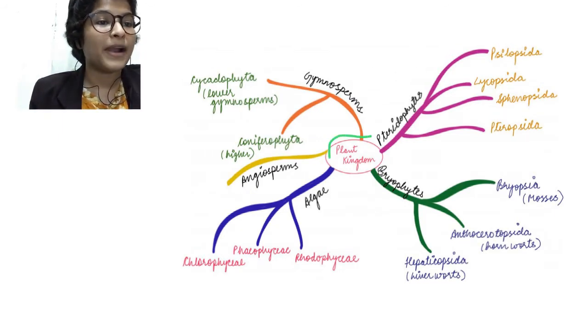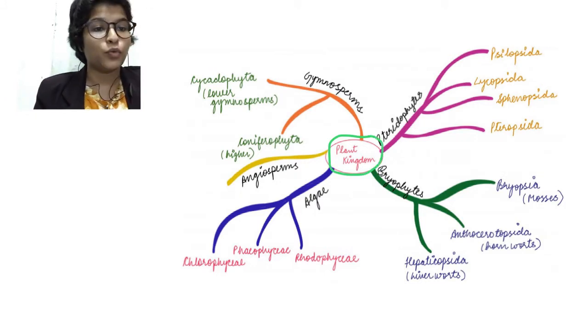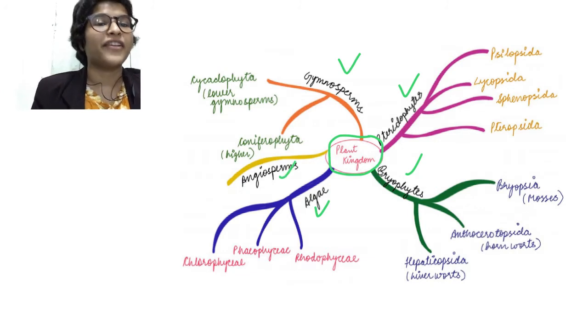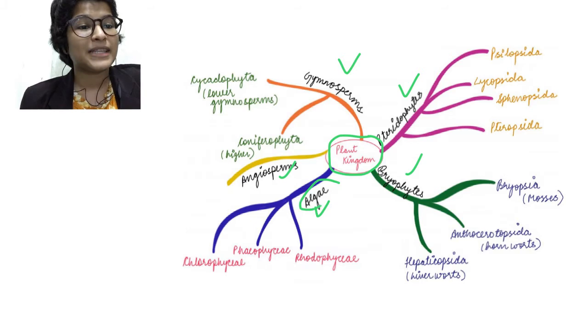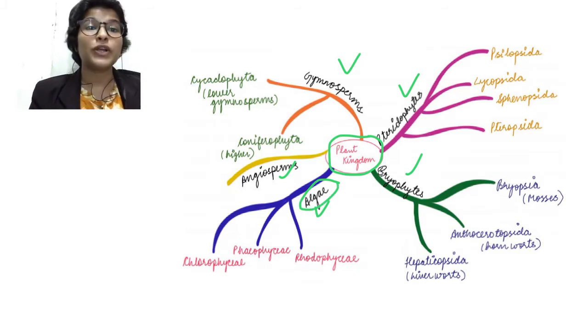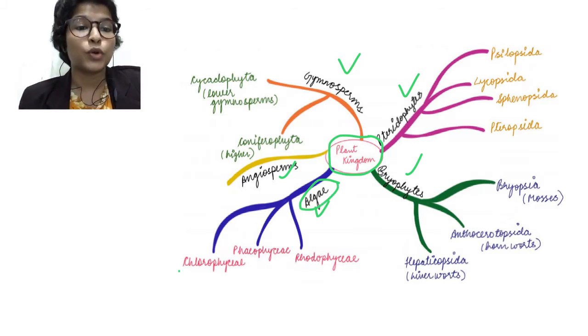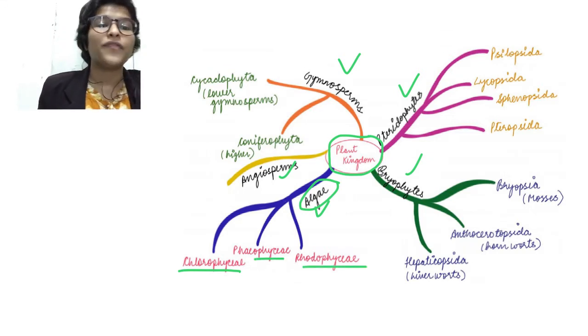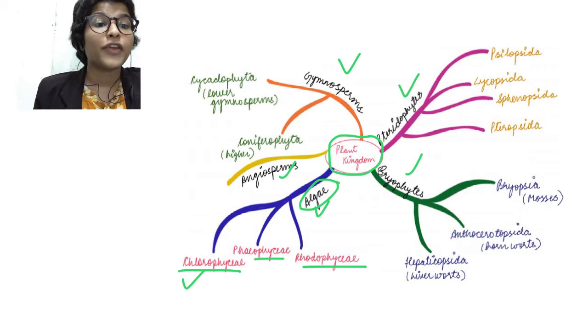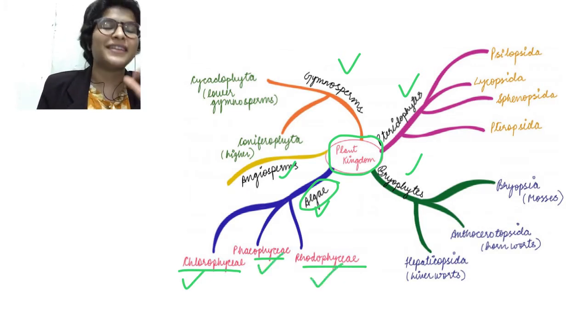So kingdom Plantae has been divided into 5 major classes. What are they? They are the most basic ones, that is Algae, which includes again 3 subclasses, that is Chlorophyceae, Phaeophyceae and Rhodophyceae. Chlorophyceae is green algae, Phaeophyceae is brown algae and Rhodophyceae is red algae.